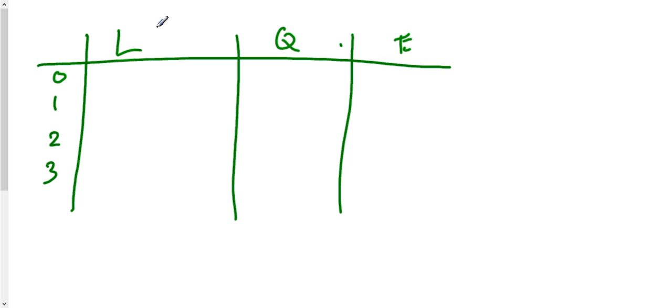Our linear function, let's just say, is y equals 2x. Quadratic is y equals x squared. And exponential is y equals 2 to the x. All using the exact same numbers and variables, just in a different manner. So if we plug in 0, 2 times 0 is 0. We plug in 1 for x, 2 times 1 gives us 2. 2 times 2 gives us 4. 2 times 3 gives us 6.